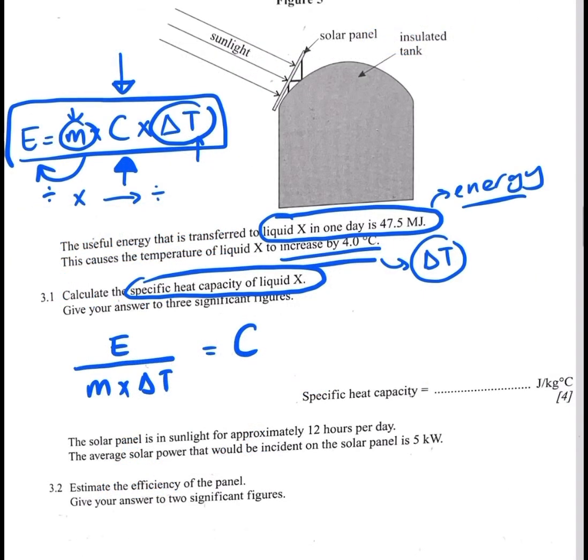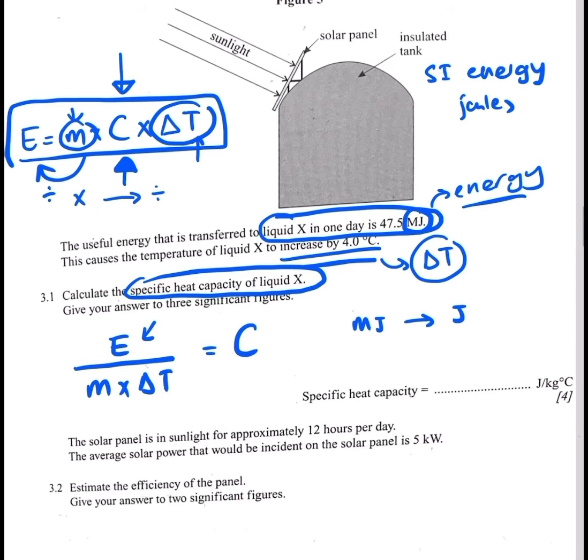Okay, so let's substitute each of these values in. For energy, we have been given energy, but the units are in megajoules. And we know that the SI unit for energy is actually joules. So it's really important that you know how to convert between megajoules and joules and kilojoules and joules. I'll make another video on prefixes and units.